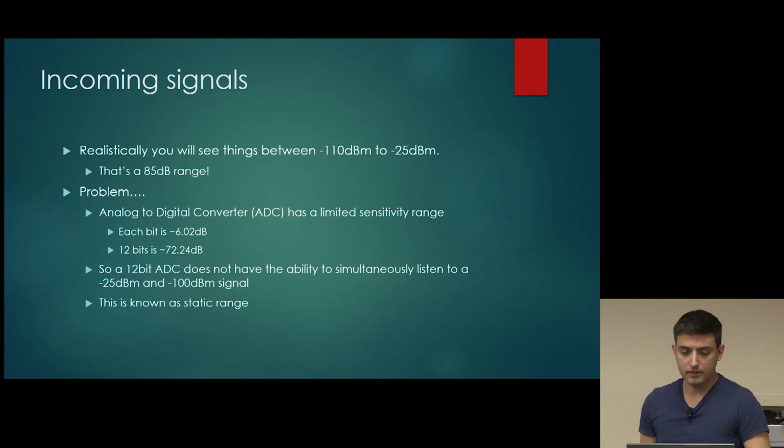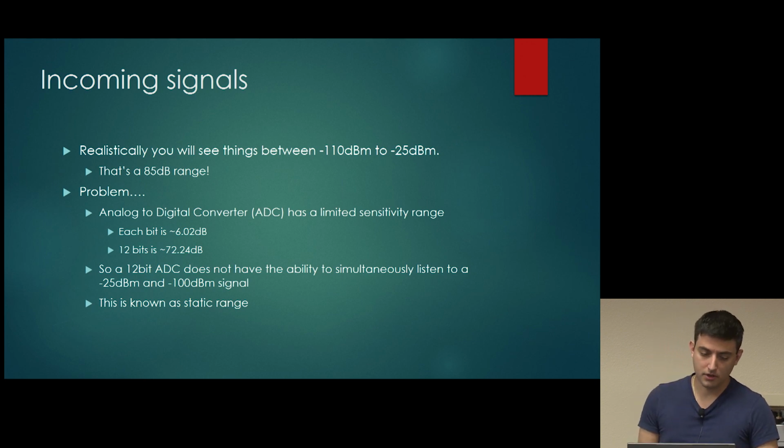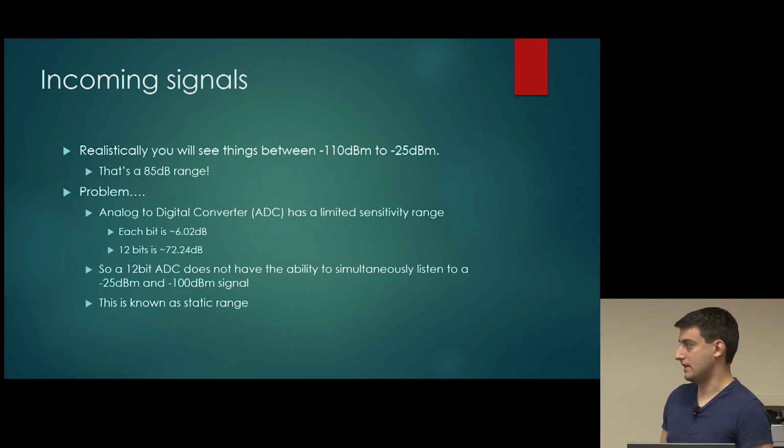So realistically, with some of the waveforms that we had developed, we're seeing things coming in as low as about minus 110 dBm to about as hot as minus 25 dBm. So that's about 85 dB of range. The problem with this is there's just not enough range in those 12 bits to be able to see everything from minus 110 dBm to minus 25 dBm.